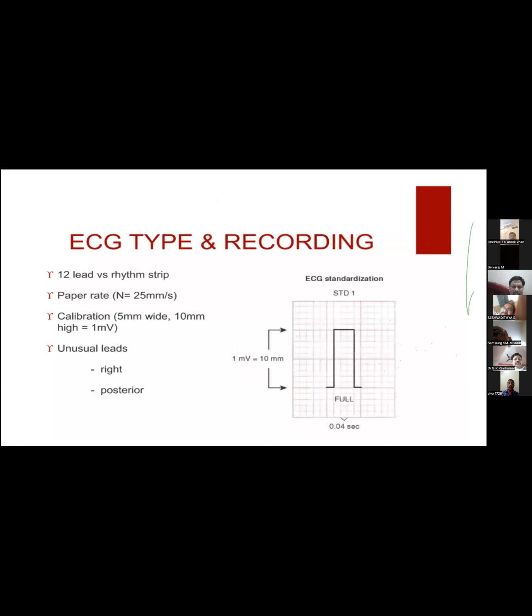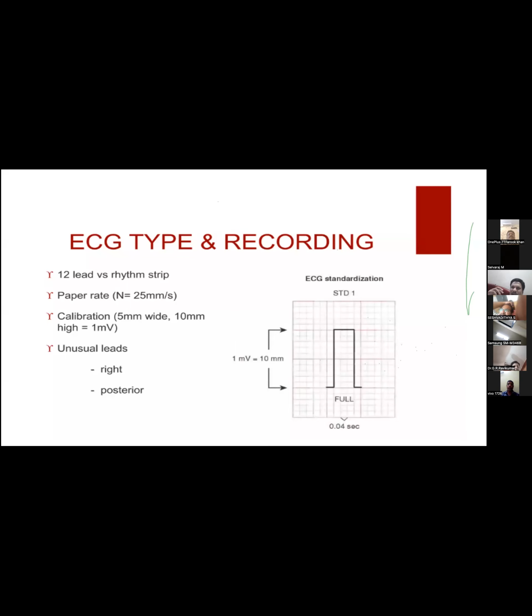So ECG, the calibration is very simple. You have to have 2 big squares or 10 small squares in height and a width of 5 small squares or 1 big square. That will be the normal calibration for the ECG. That means the ECG is recorded at 25 millimeter per second. So for practical purposes, we all record at 25 millimeter per second.